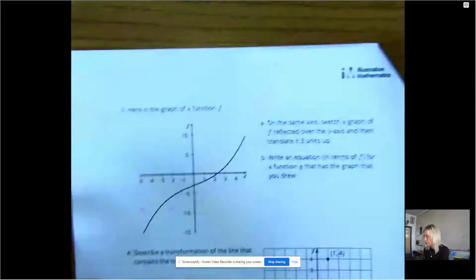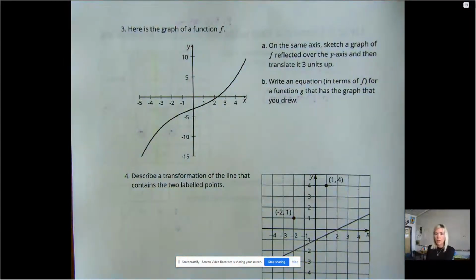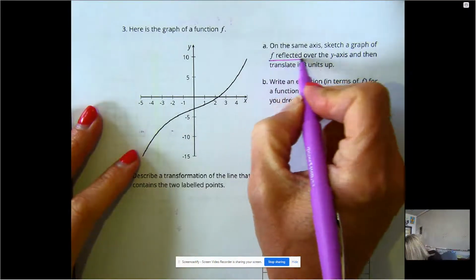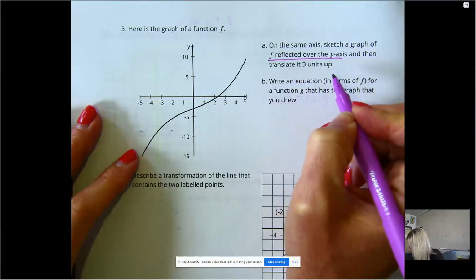All right, number 3. Here's a graph of function f. Sketch a graph of f reflected over the y-axis and then translate it 3 units up. So we're going to first reflect over the y-axis and then translate 3 units up.